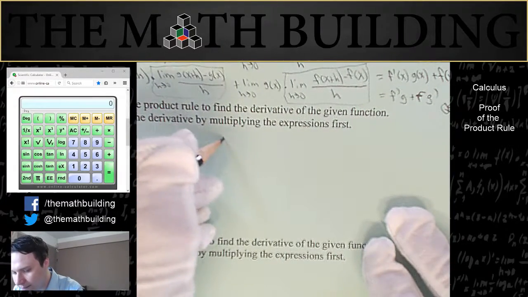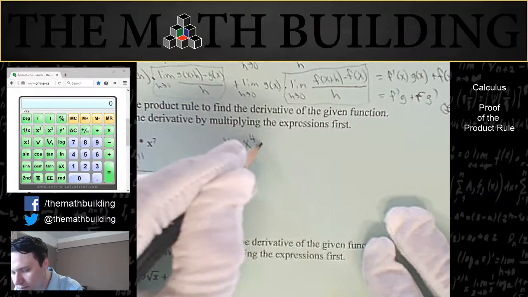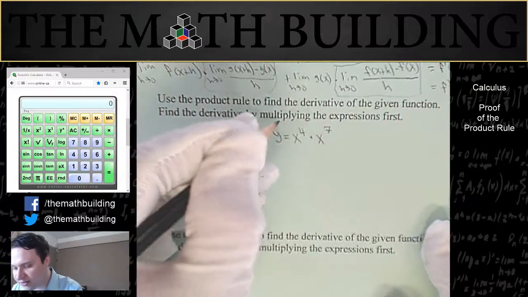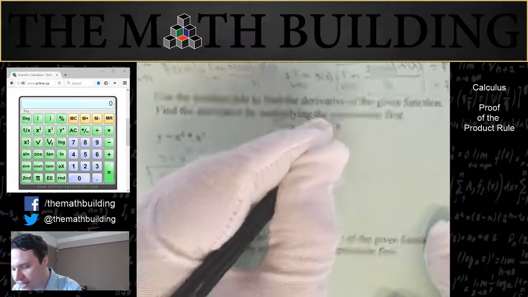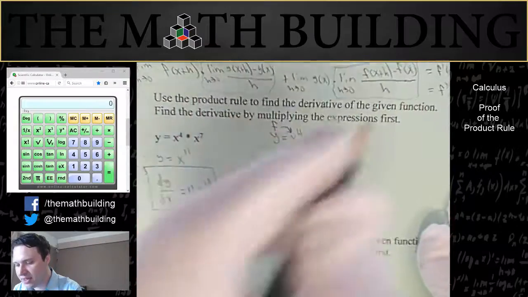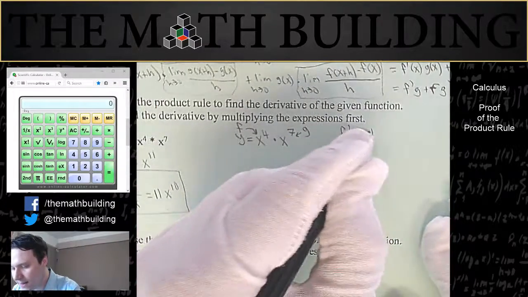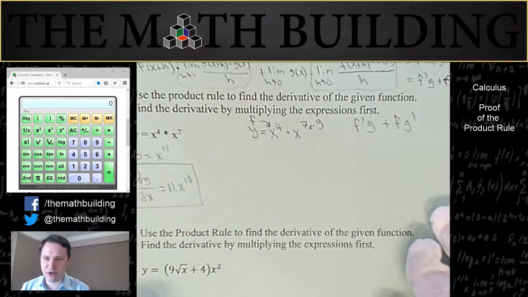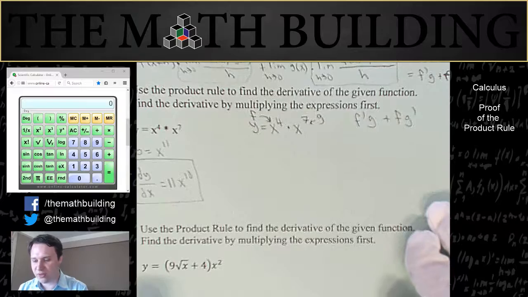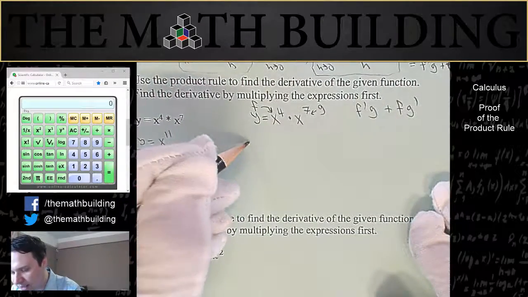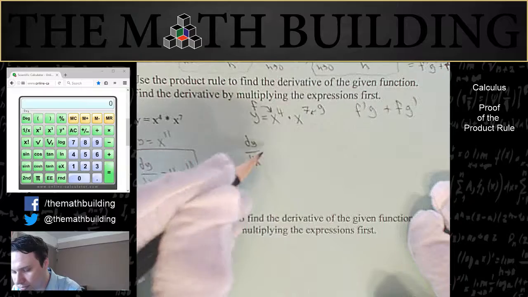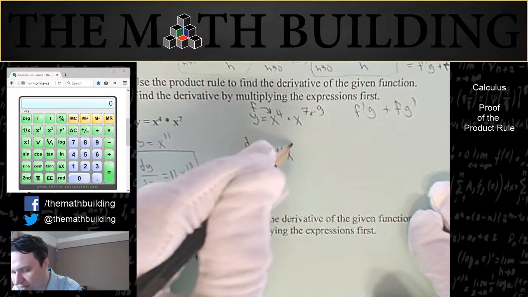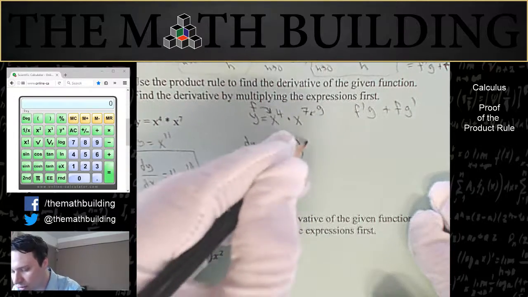So let's rewrite this again: x to the 4 times x to the 7. In this case, the first one is going to be f, and the second one is going to be g. And remember, it's f prime g plus fg prime. So the derivative of the first one times the second, plus the first times the derivative of the second. If I apply that to this problem, we're going to get dy/dx is equal to the derivative of the first one, which would be 4x to the 3, times just the second by itself.